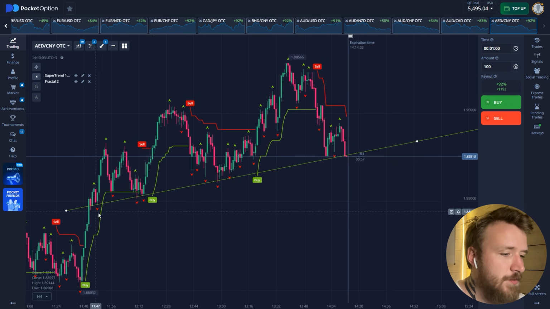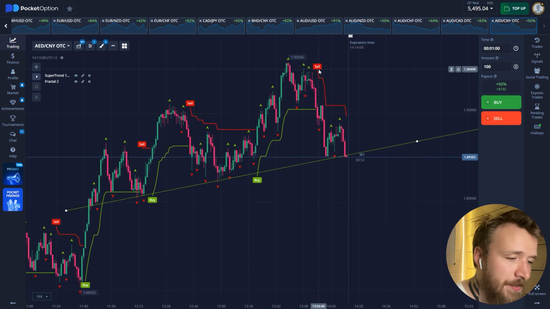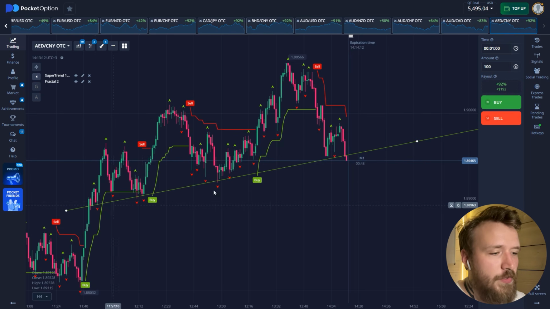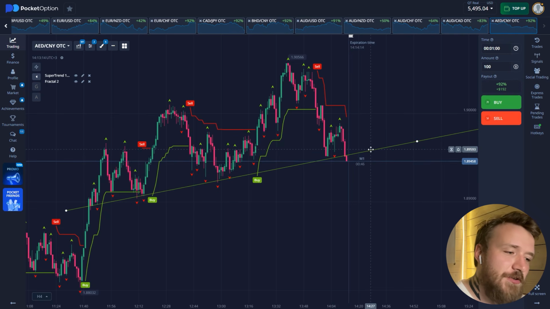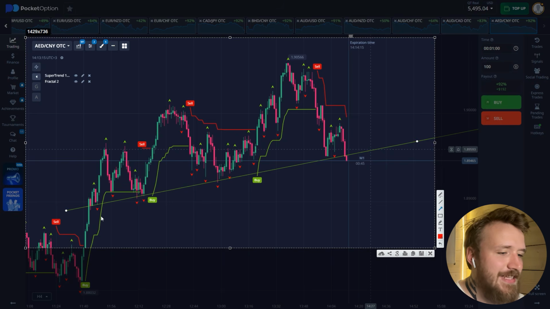Now look, we have a support zone right here. Note that the super trend signal is currently pointing downward. The last fractal signal is also downward with the dot on the top. However, the price here is near the support zone. Let me illustrate it. The price is at the support zone here.